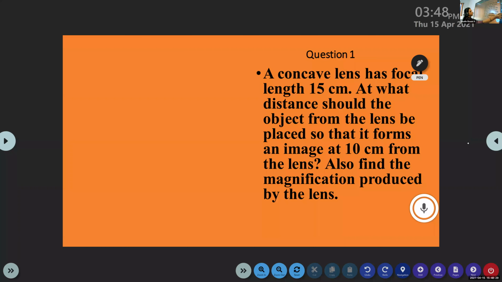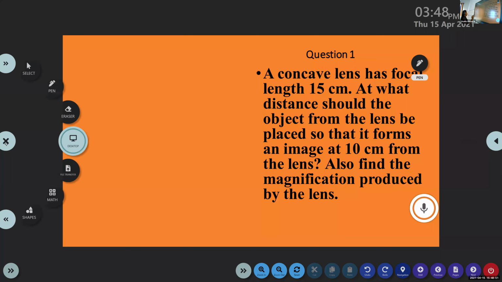So here you have the first question. A concave lens has focal length 15 centimeter. At what distance should the object from the lens be placed so that it forms an image at 10 centimeter from the lens? Also find the magnification produced by the lens. So what are the parameters given in this question?